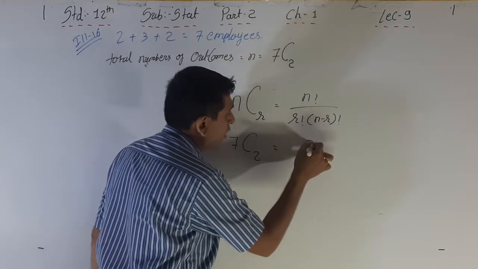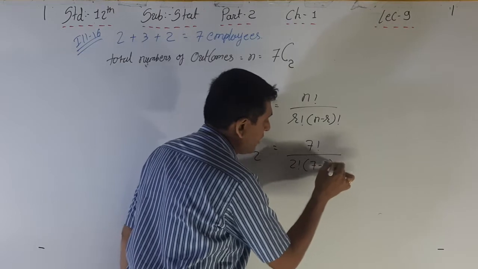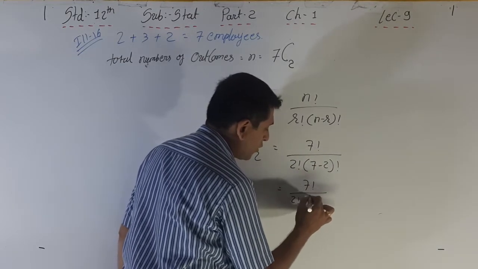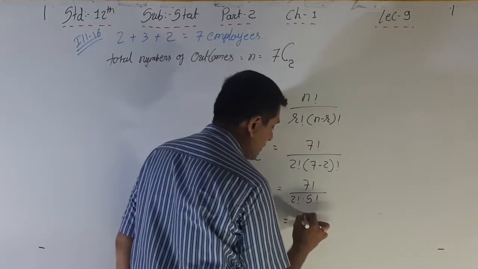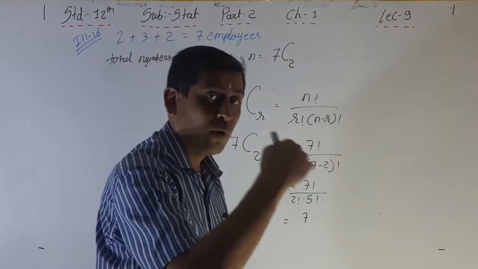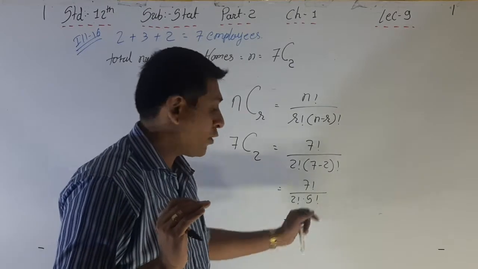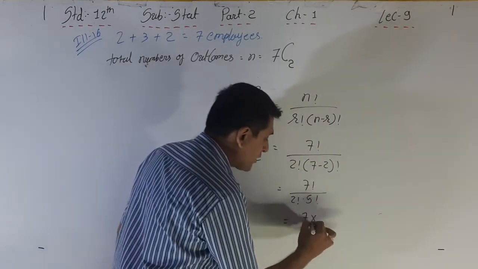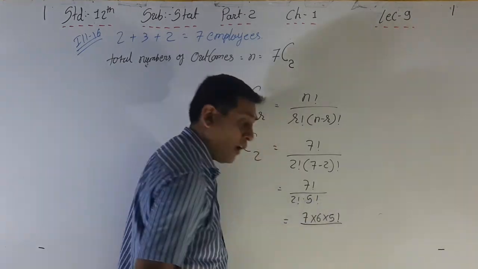7C2 is equal to what? 7 factorial upon 2 factorial, 7 minus 2 factorial. That is 7 factorial upon 2 factorial into 5 factorial. And 7 factorial means what? 7 into 6 into 5, 4, 3, 2, 1, right? But here 5 factorial is in the denominator, so we have to stop at 7 into 6 into 5 factorial.